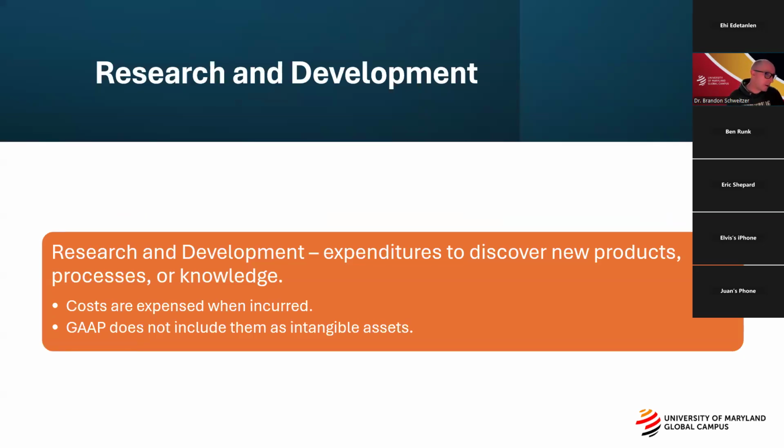Oh, research and development is another thing that you'll probably see on your balance sheet. These expenditures are used to discover new products, processes, and knowledge. They are used to create patents, copyrights, and innovative products and services. Costs of research and development are expensed when they're incurred on the income statement, but they might have some implications on your balance sheet. And it's difficult to predict the future benefits of research and development, so that's why we typically expense those out.